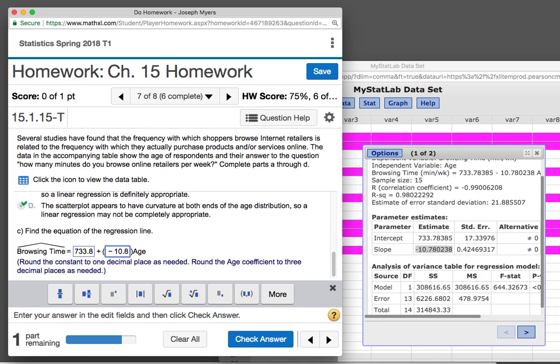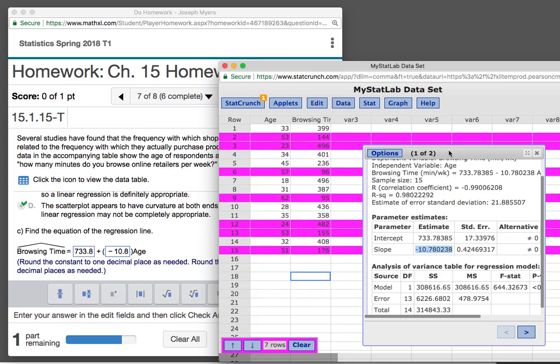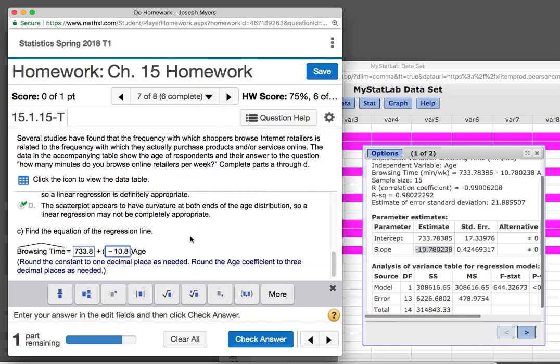Oh, sorry, the age coefficient to 3 decimal places. My fault. Constant to 1 decimal place, age to 3 decimal places. I almost missed this one. You always have to make sure you read what it says in the parentheses before you check your answer. Negative 10.780.